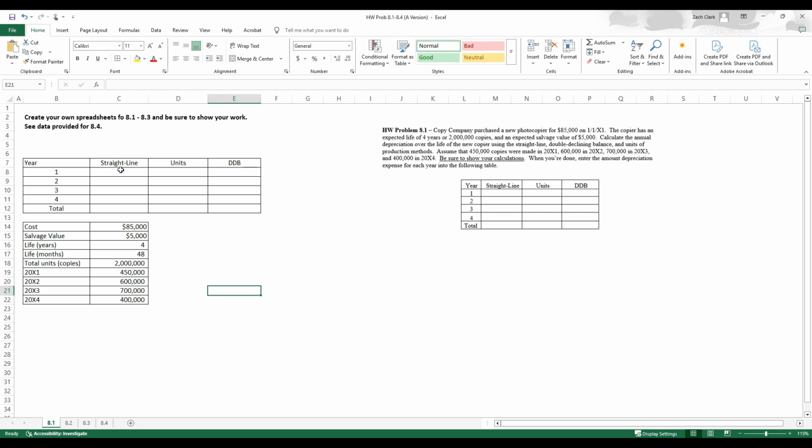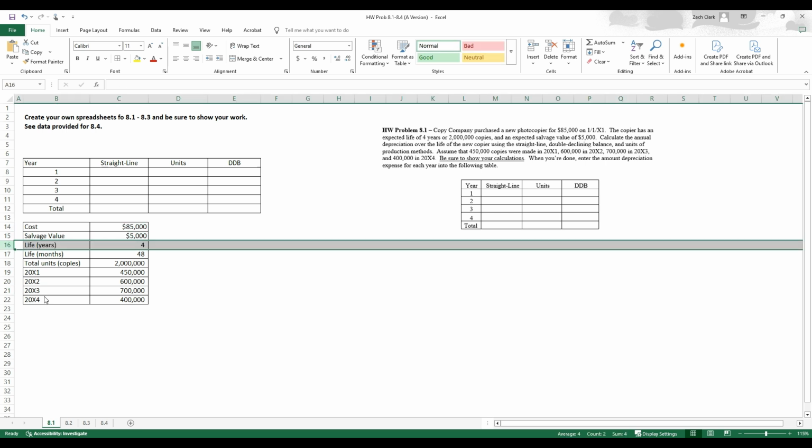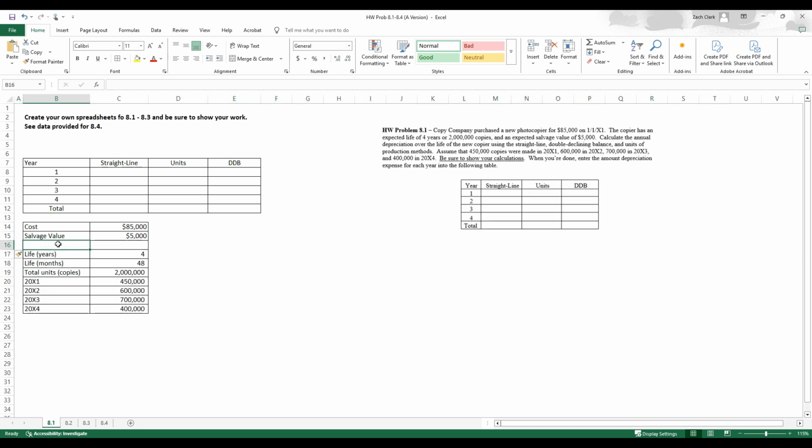Okay, so remember for straight line, it's going to be cost minus the salvage value, and let's just put that into, just to really make this clear, cost minus, I'm just going to say SV. Let's put this in as SV so we know what we're talking about. So that equals cost minus the salvage value is 80,000. So, pretty simple, but kind of nice just to have that clearly laid out.